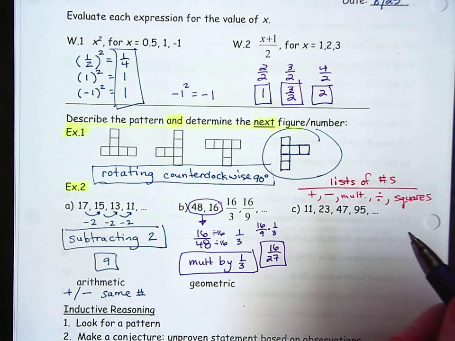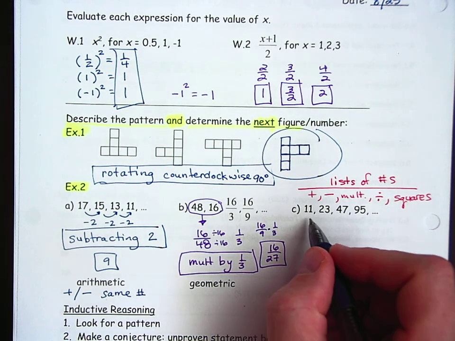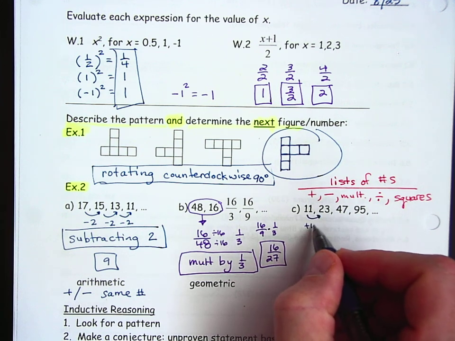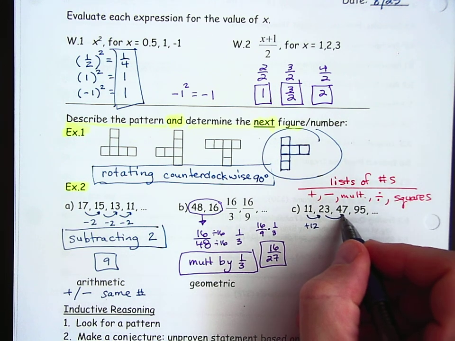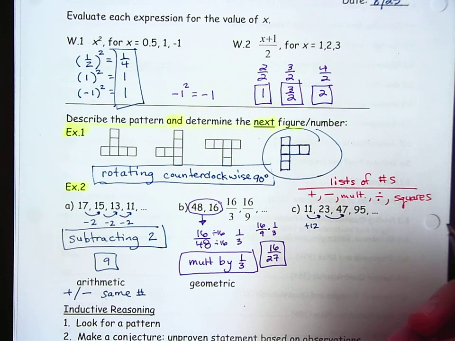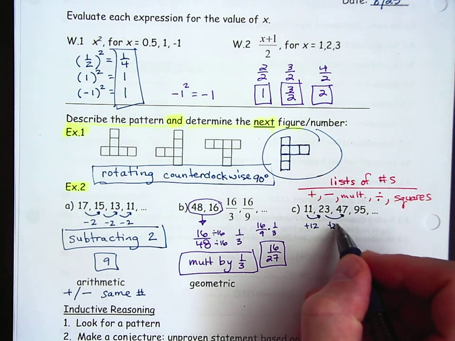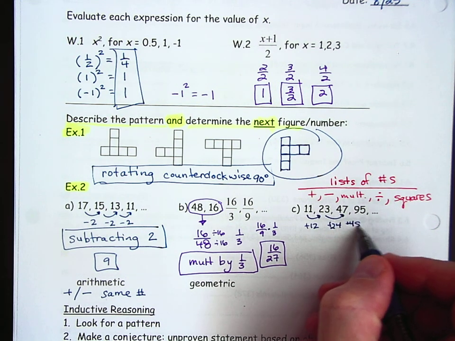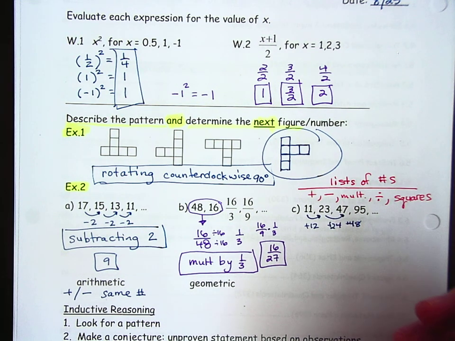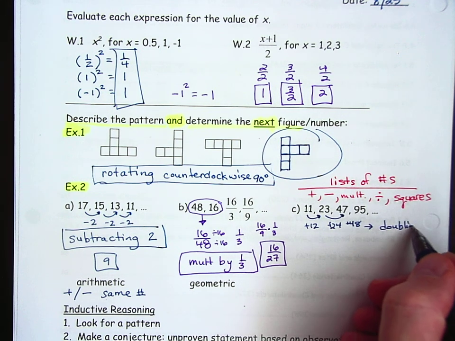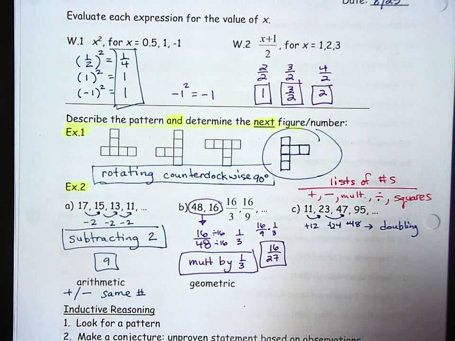Now, what's going on here? You're looking, the numbers are getting bigger. Maybe you try addition. So that would be plus 12. You could look here and say, well, what's happening to that? That is 24. And then that is 48. So we're doubling the amount we're adding each time.